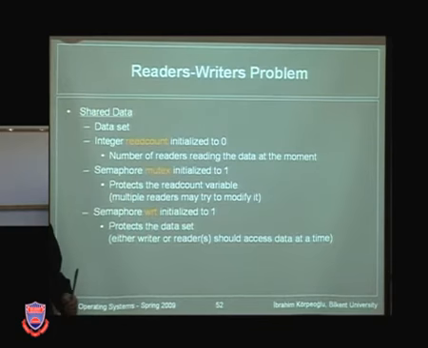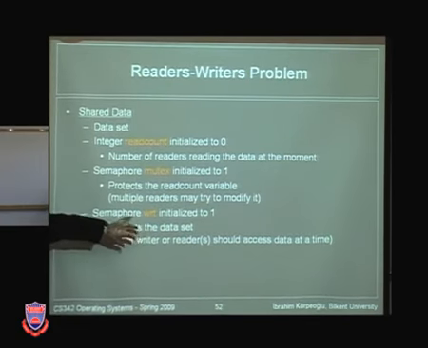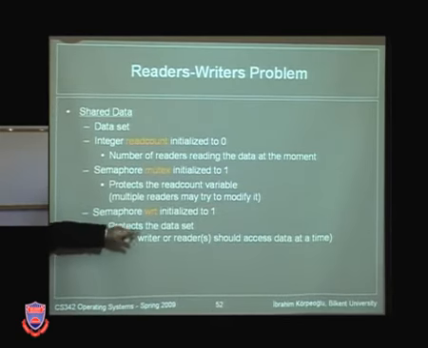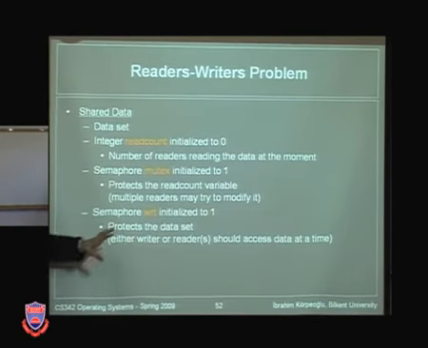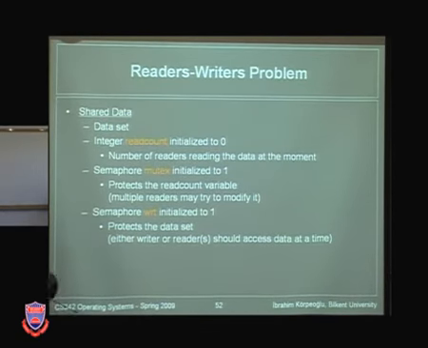They will be used to protect some shared data, okay? So this write will be used to protect the data set, okay? The write semaphore, WRT semaphore, will be used to protect the data set so that we will make sure that if there is a writer, there will be no readers. If there is a reader, there will be no writer, okay? If there is a writer, there will be no writer or reader, okay?